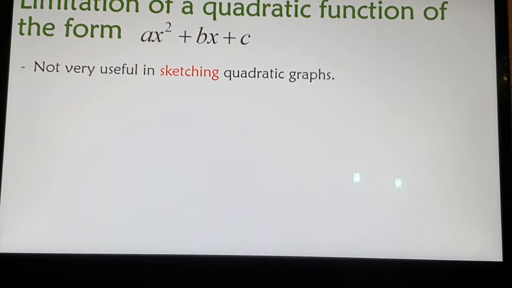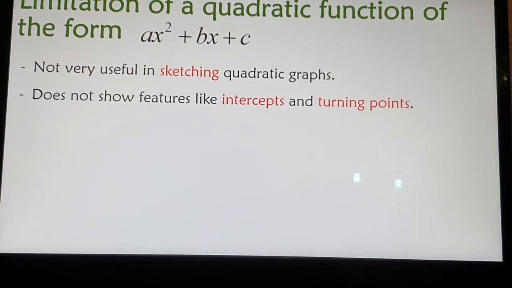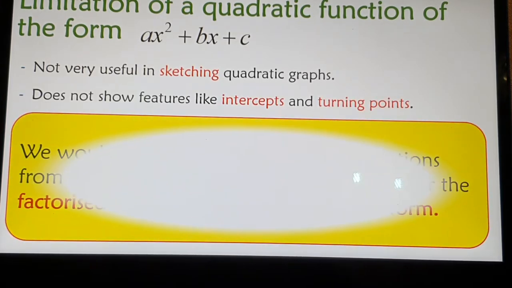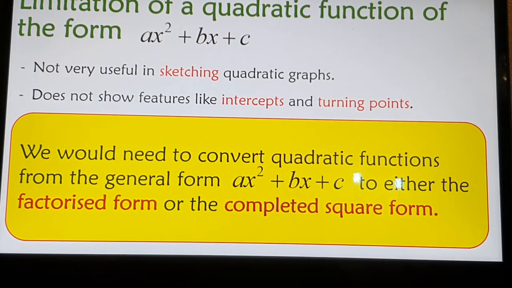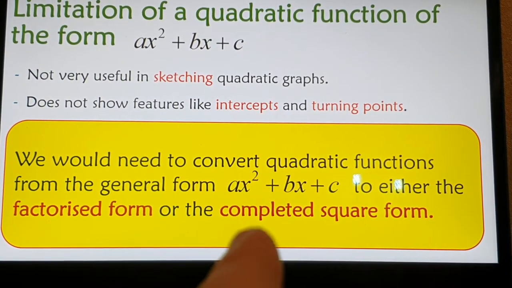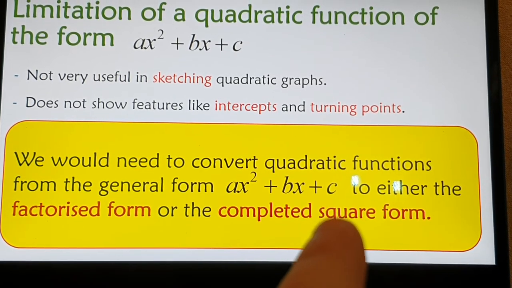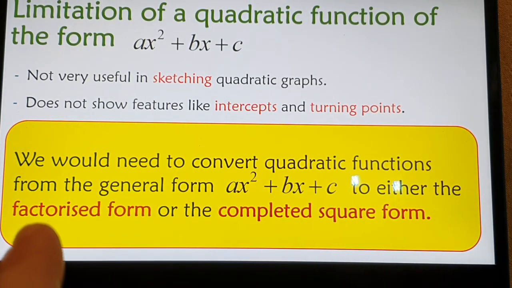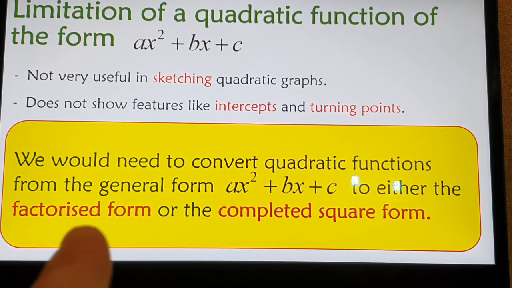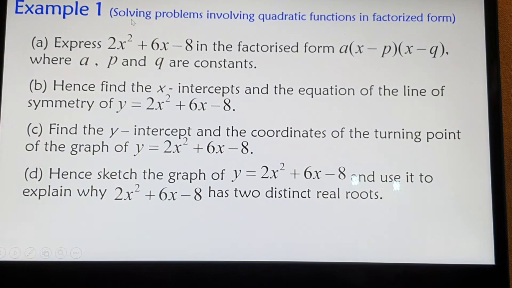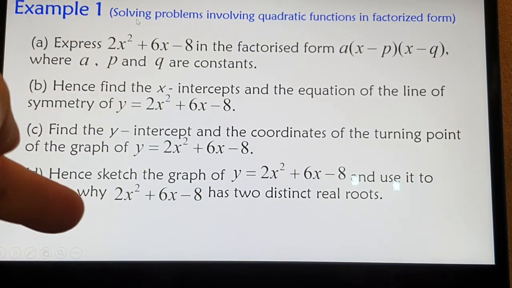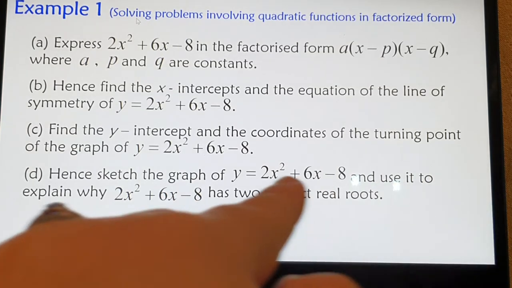Now, what's the limitation of this expression? It's not very useful in sketching a quadratic graph because it does not show features like intercepts and turning point, as we have discussed in class. So we need to change this. We spent a lot of time talking about the completed square form. And in the lesson earlier this morning, we talked about the factorized form, which is just to factorize the whole thing. So we have done this. I straight away went down to sketching this for you.